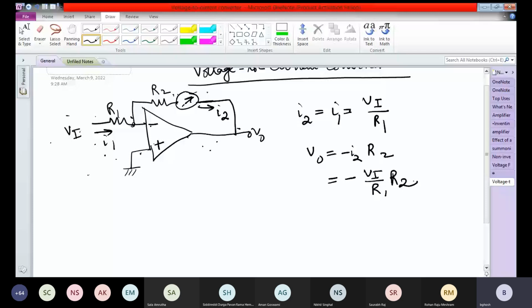So you see that the current I2 is directly proportional to the signal voltage Vi. And it is also independent of R2, or any load resistance connected at the output. The current I2 is proportional to Vi and is independent of either R2 or any load resistance which is connected to V0.